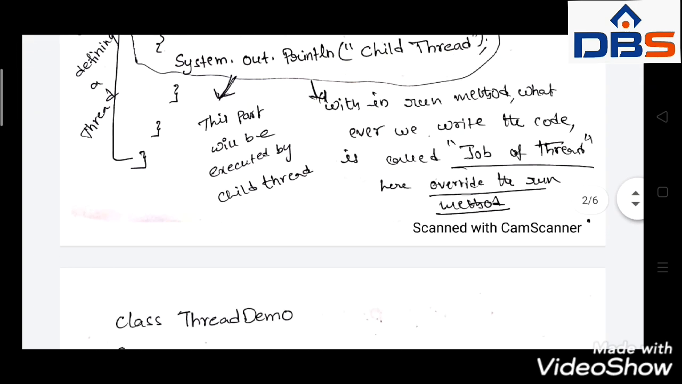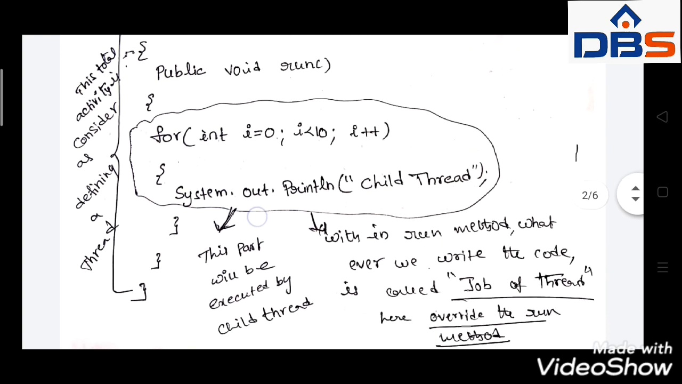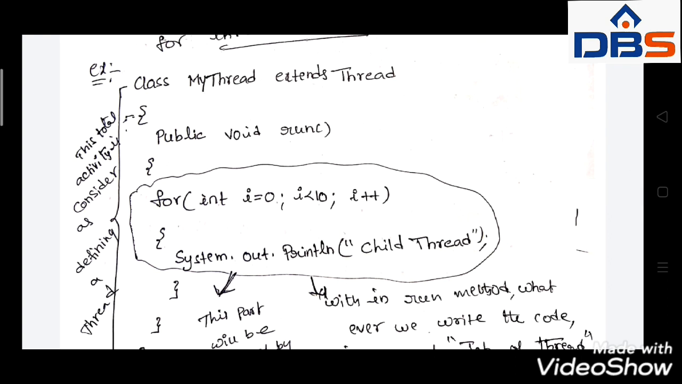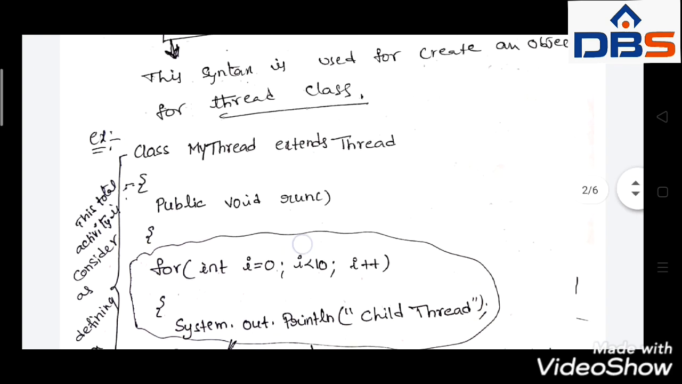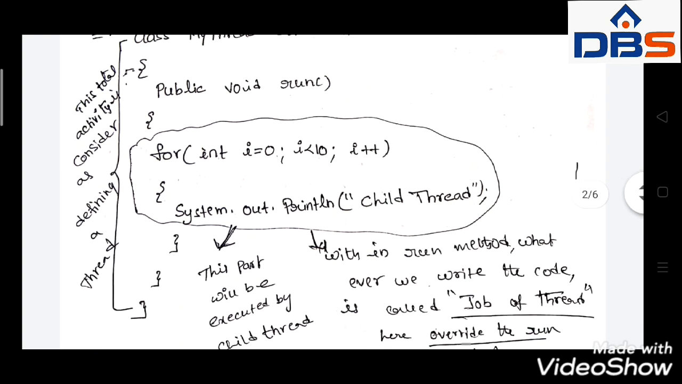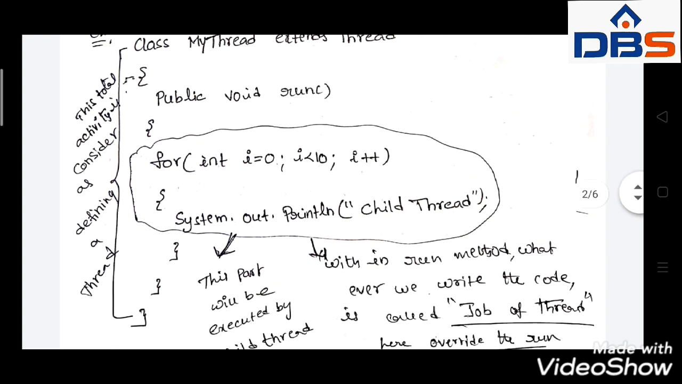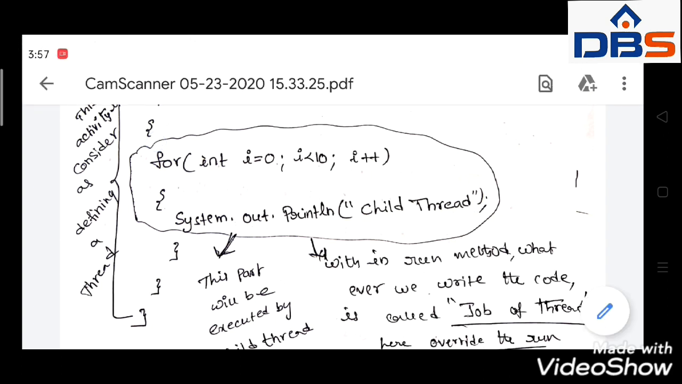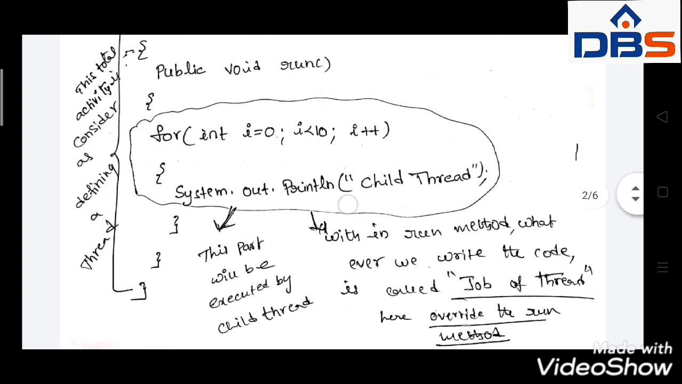System.out.println child thread. Then I close this run method, this class and this loop. So this entire process that I wrote here, from this instruction to this instruction, this total activity is considered as defining a thread. This process is nothing but defining a thread.